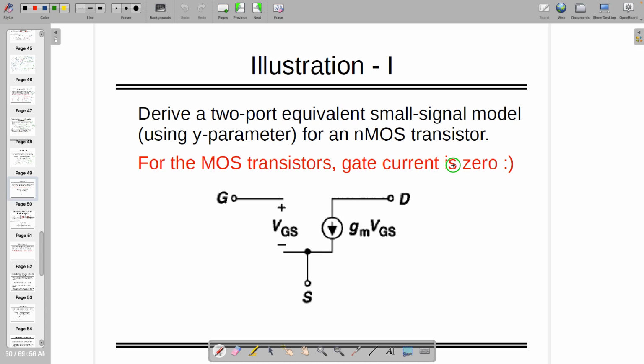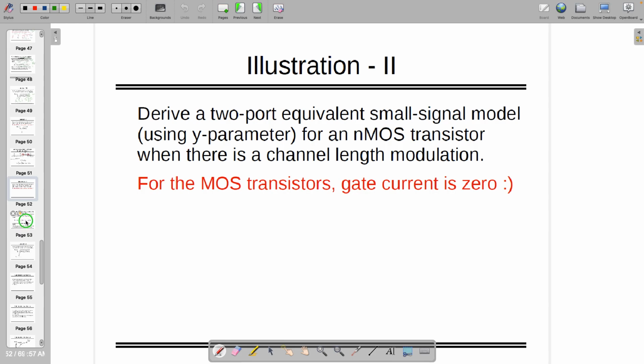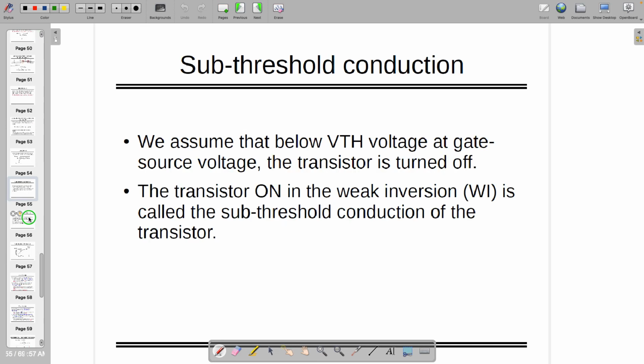Okay, this is already done, right? So we are not going into this. Why is it the same? Okay, by mistake, same slides kept. Okay. So now there is another thing which is subthreshold conduction.